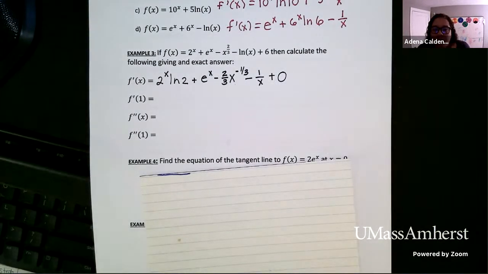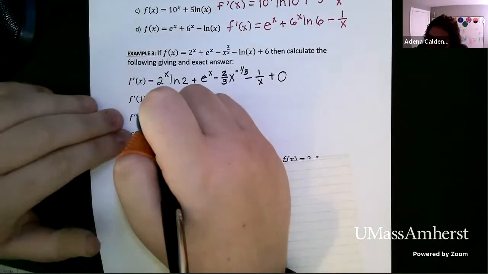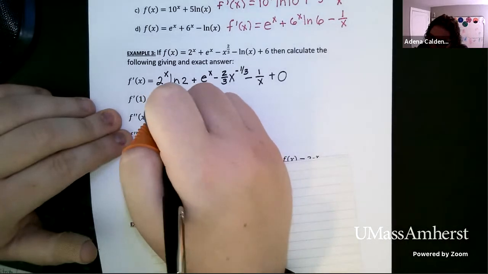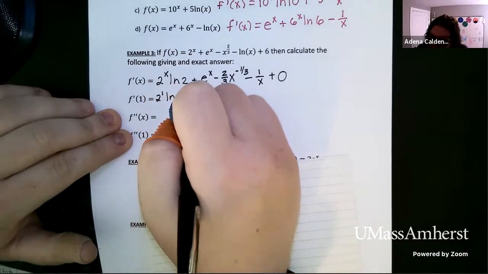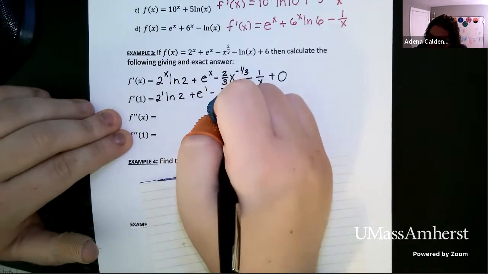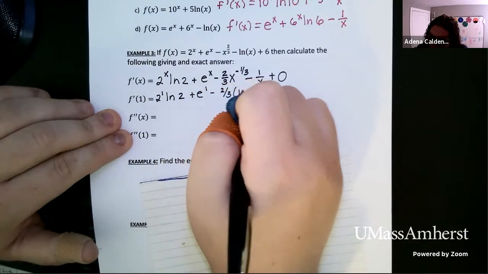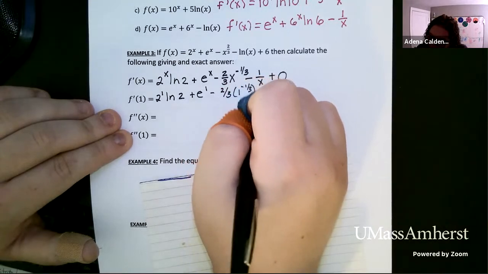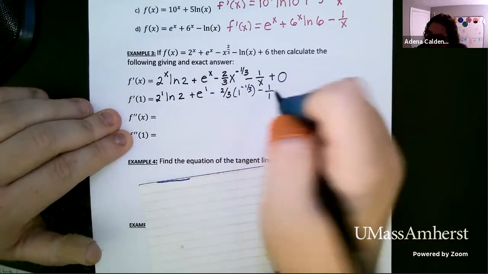So my first derivative looks like this, and if I want to plug in a 1, I'm going to start by just simply writing in a 1 everywhere I see an x, and then I'll figure out what I want to simplify and what I do not want to simplify. Right, so I have 1 to the negative 1/3 minus 1 over 1.